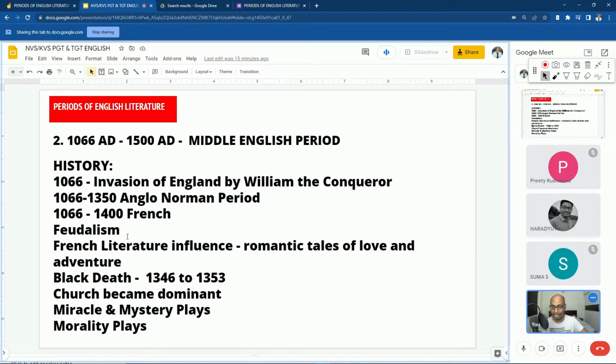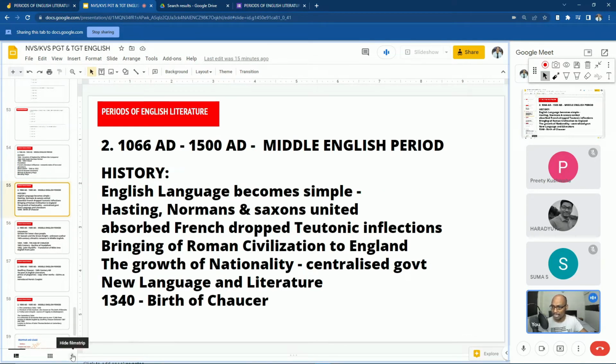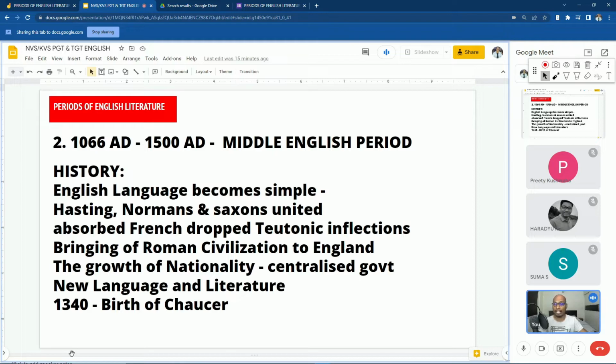Yes, sir. Right. Now let us go to the next slide. Now, what is the history of the English language in the Middle English period? English language becomes simple. The language used in the Old English period was very difficult to understand, and it is almost impossible to understand.